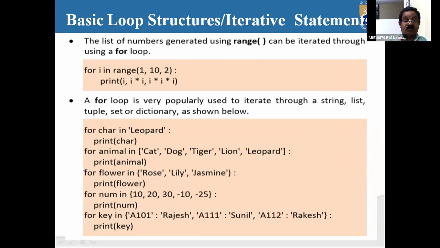Now tell me what will be the output for these 5 sequences by using for loop. See the first one: for car in leopard, print car. What will be the output for this? Each character. Each character, L-E. Will it print on the same line or line by line? Line by line.